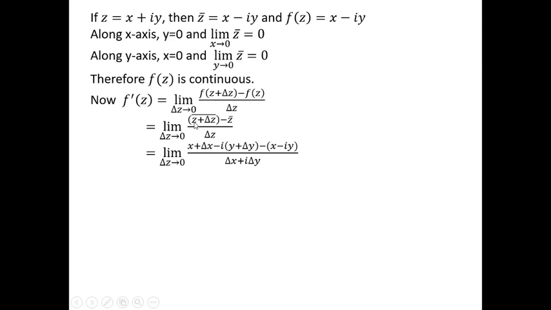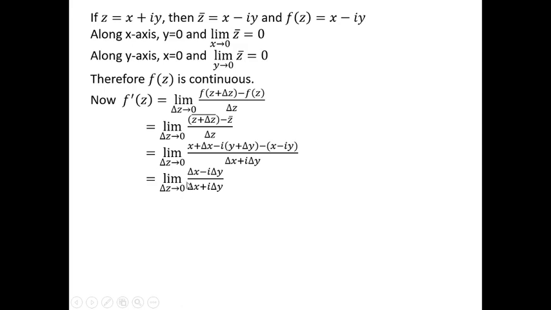We know that z is x plus iy. Z bar means what? x minus iy. Here z plus delta z can be written as x plus delta x plus i into (y plus delta y), whole bar. Its conjugate is x plus delta x minus i into (y plus delta y), minus z bar value x minus iy. Simplify this, we get (delta x minus i delta y) whole divided by delta z, whose value is delta x plus i delta y, because z is x plus iy, so delta z is delta x plus i delta y.